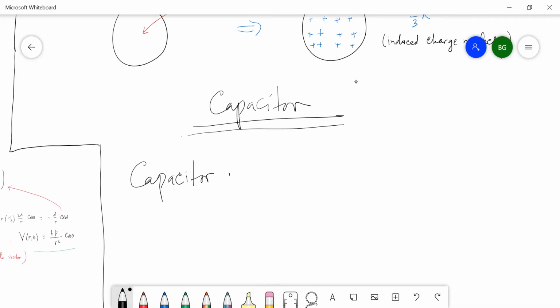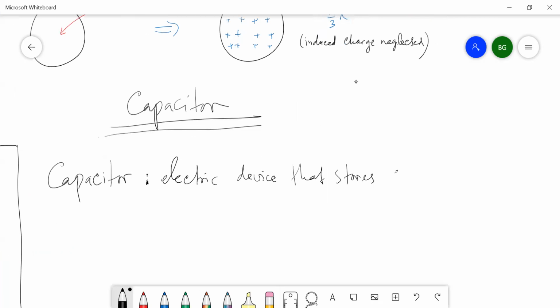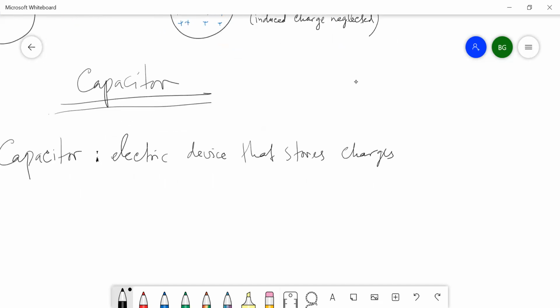A device that stores electrical energy, sir. Yeah, usually found in circuits. Yeah, it's an electric device. Okay, an electric device that stores charge. So the key point is stores.